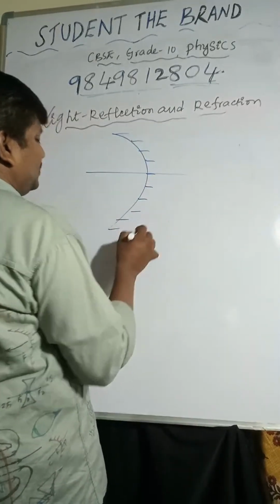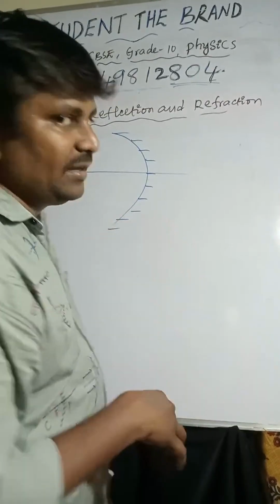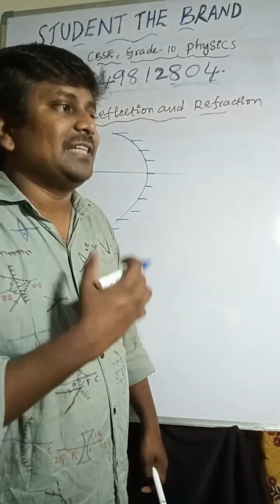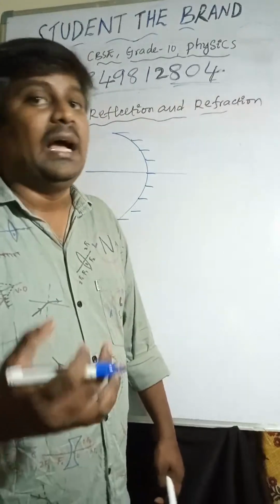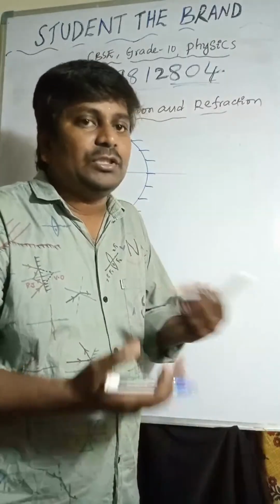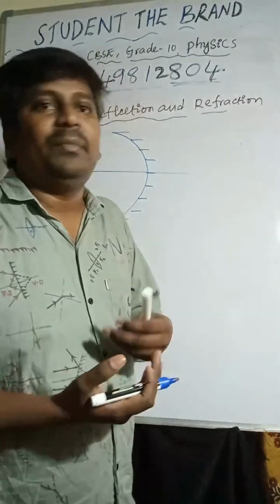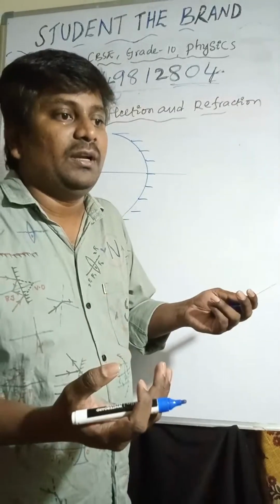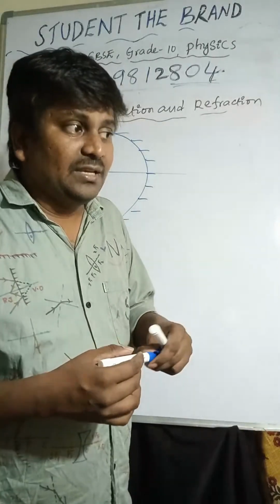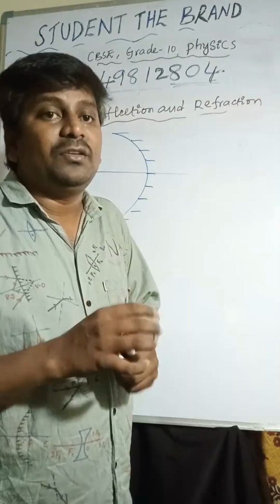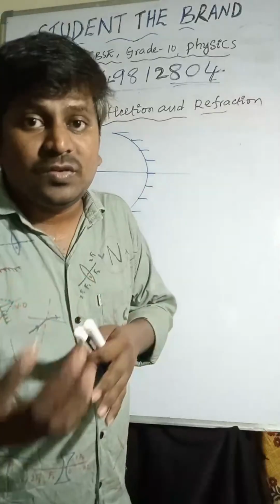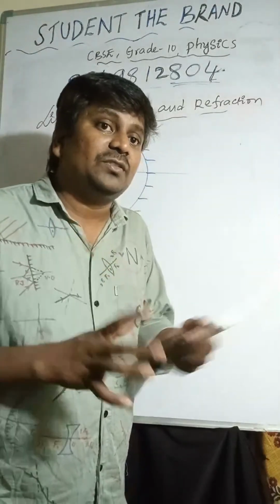Why are we saying this? What is the reason behind that? What is the strong point to comment on this? Okay, so concave mirror is also known as converging mirror and convex mirror is also known as diverging mirror.